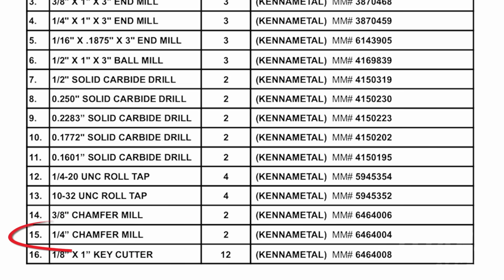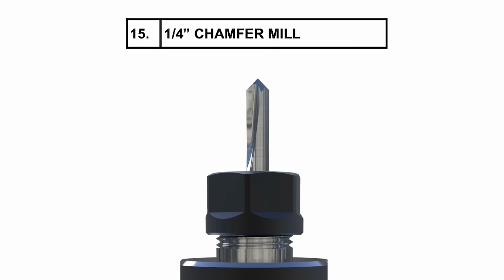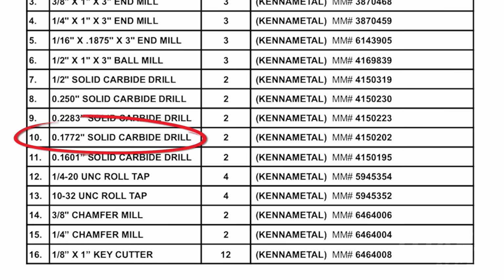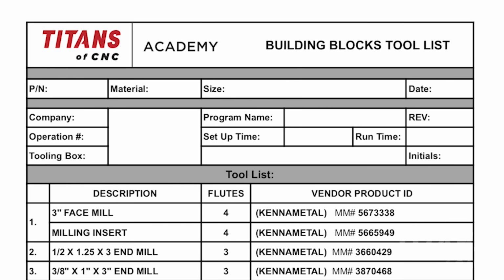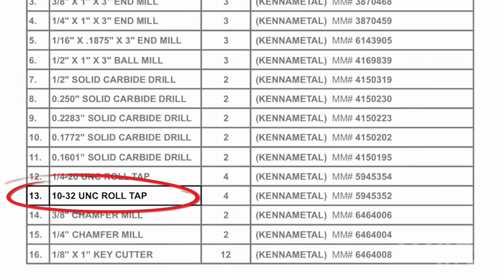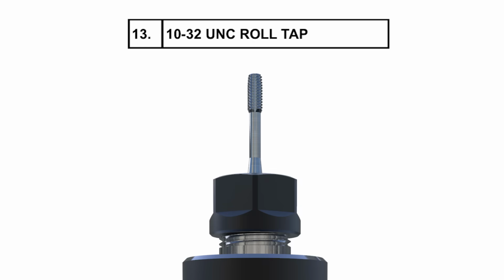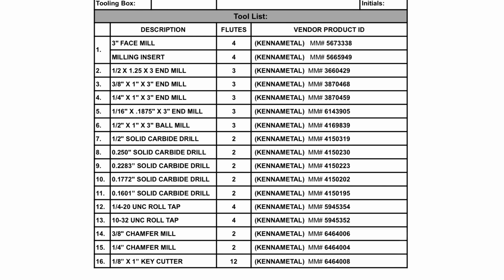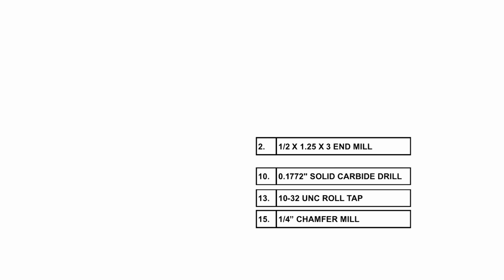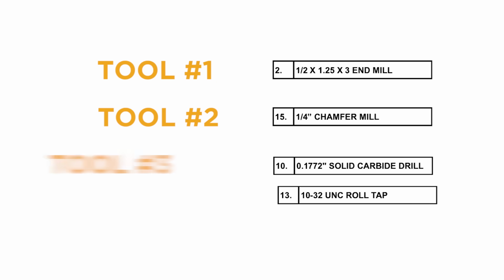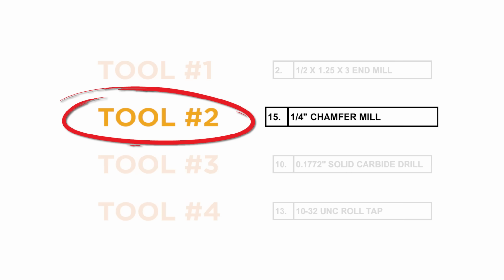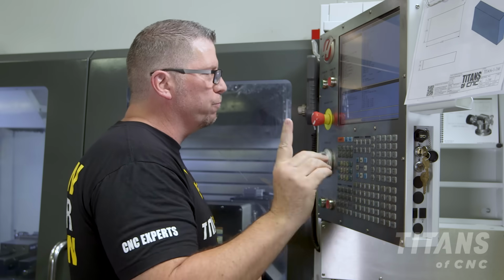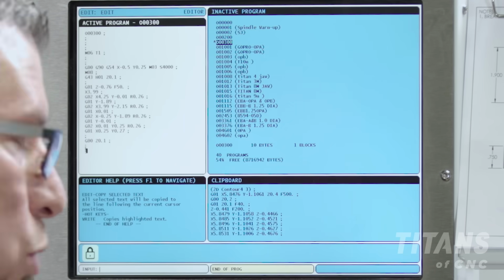So we're gonna start with the 1/4" chamfer, tool number 15. Then we're gonna go to the 177 drill, which is the proper drill size for a roll tap for a 1032 thread. And then we're gonna finish it off with a 1032 tap, and then I'm gonna show you a trick to make it quick and simple and precise. So the tools are standardized, but I'm actually gonna change the order. So we're gonna go tool 1, tool 2, tool 3, tool 4. All right? So tool 2 is the chamfer mill, where we're spotting where the drill is actually gonna drill for that tap. So let's go grab tool number 2.